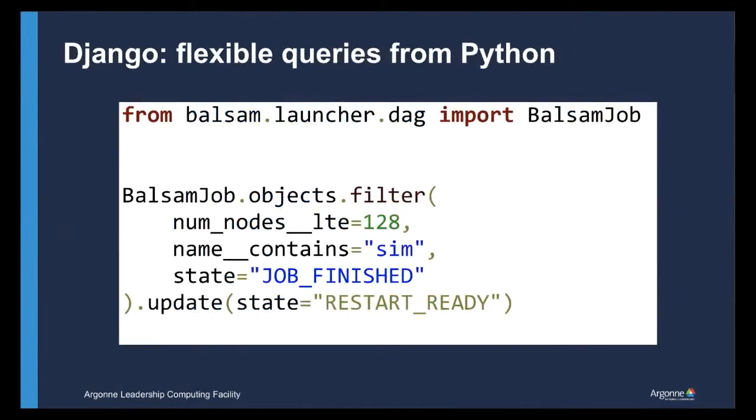One of the advantages, as I said, of using the Python and the Django object relational abstraction of the database is that you get very nice, clean statements like this. Users can get a direct handle on the database with this Balsam job API and execute queries like this. So in this example, we're filtering for all jobs that have less than 128 nodes, contain the substring sim, and are finished. And we want to rerun these jobs. That just takes a simple statement of update to a restart state.